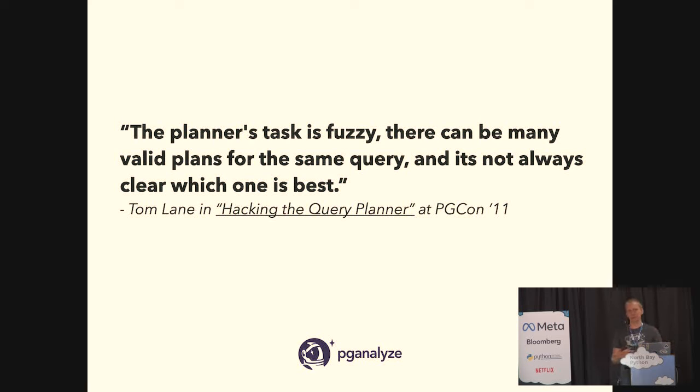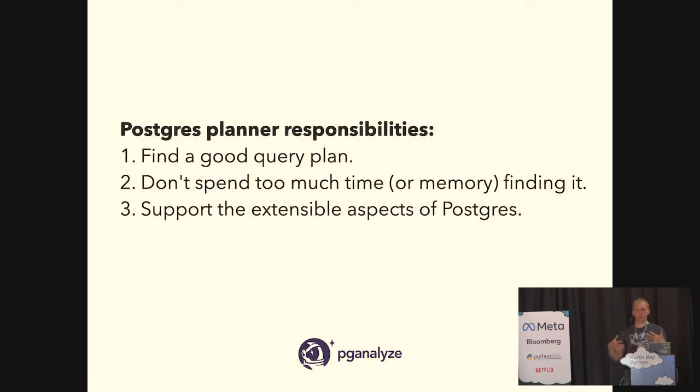So when Postgres plans a query, there isn't a perfect plan for it to run. And so when we're debugging what Postgres is doing, we need to understand that Postgres has its own heuristics to come up with these plans. Really, the Postgres planner's responsibilities are: it needs to find a good query plan, right? The query plan is how the query actually gets executed. It doesn't need to spend too much time or memory finding it, hence not the perfect plan.